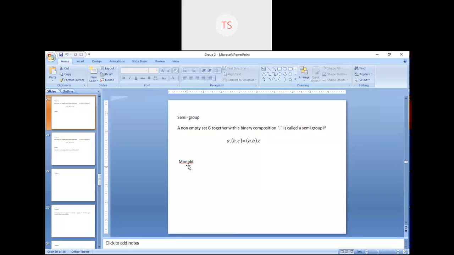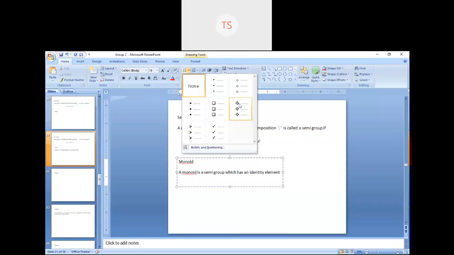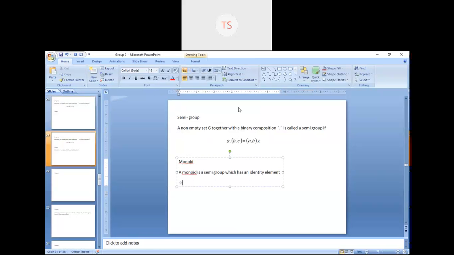Next, we have the definition of a monoid. Now, what is a monoid? A monoid is a semi-group which has an identity element. Now, tell me, for a monoid, what properties have to be satisfied by the set G? How many properties does it have to satisfy?